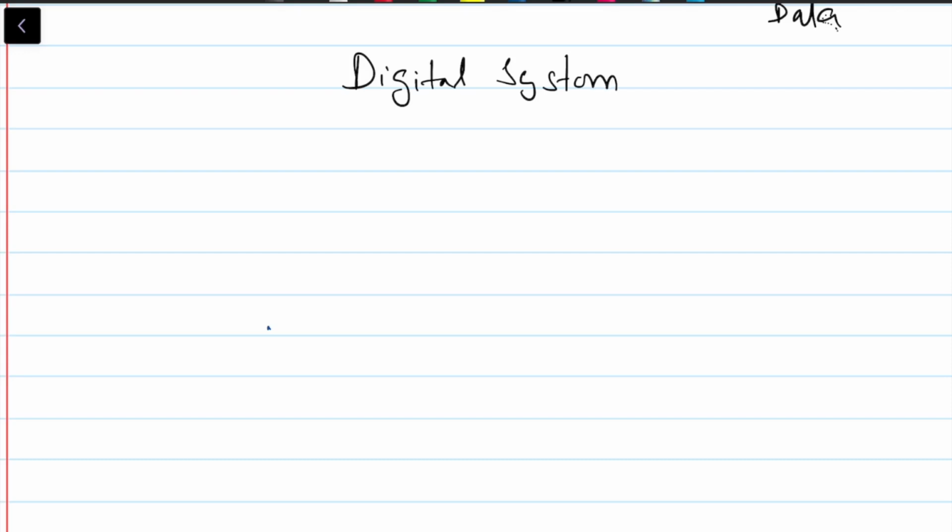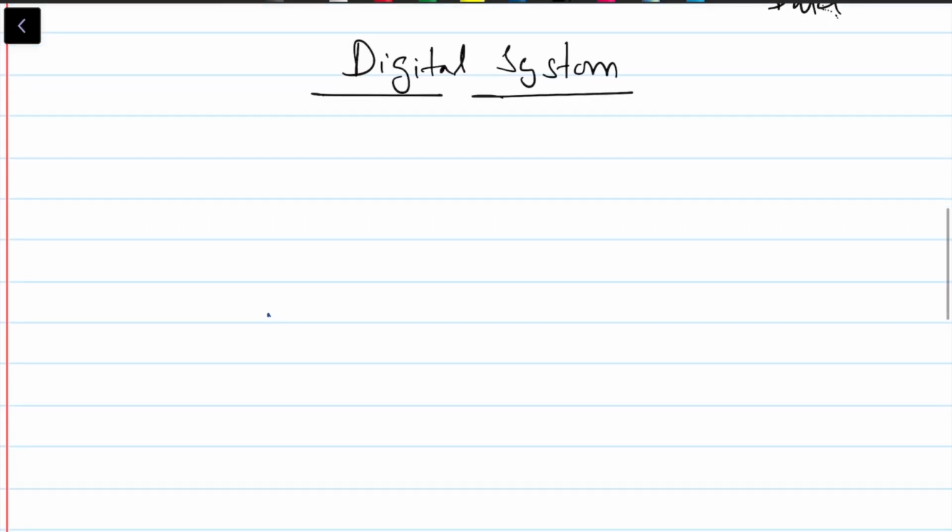So a digital system trivially is a system that is responsible for processing digital information. But it doesn't say much. To understand exactly what they say, using our first principle understanding, let's break it down and answer these two questions: what is digital and what is a system?